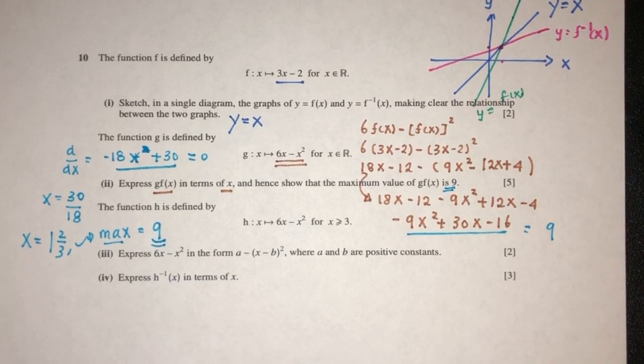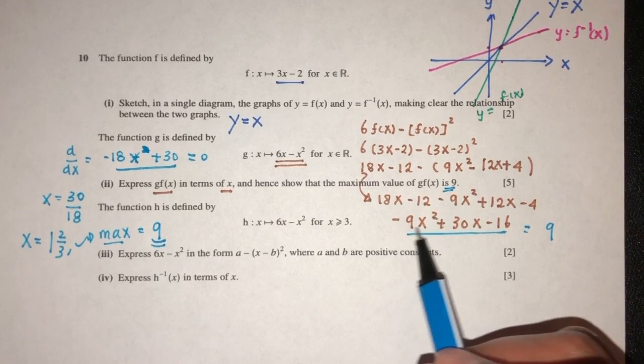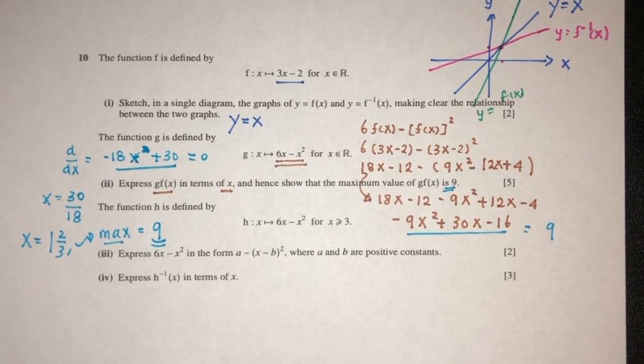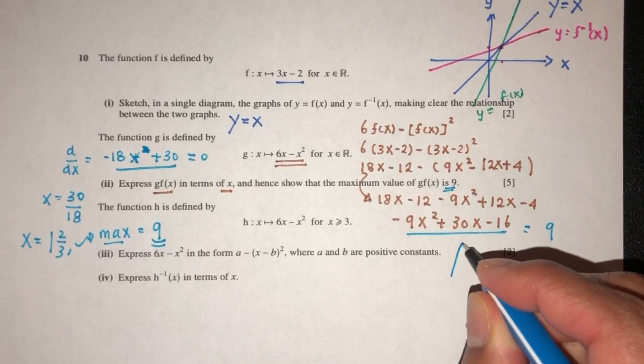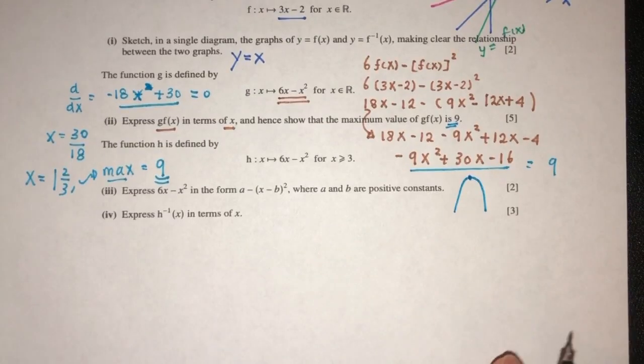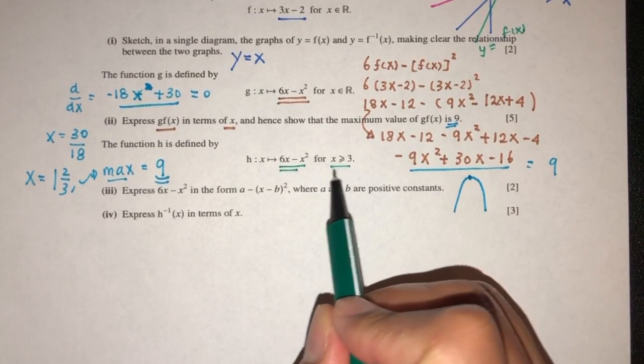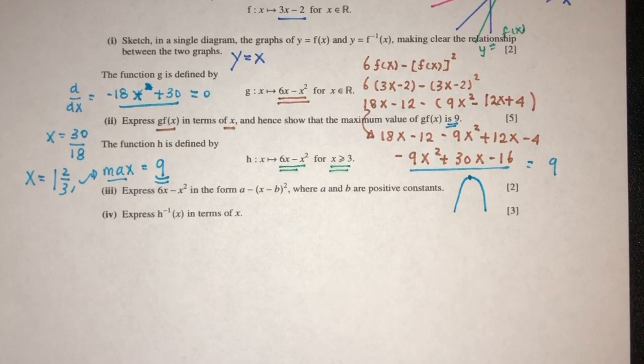But how do we know it is a max value? Because the coefficient of x squared is minus 9, which means it is going to have a shape like this. This will be the maximum point. So shown as required. Now for part 3, we have the function h is defined by this for x more than 3. Okay, good to know.